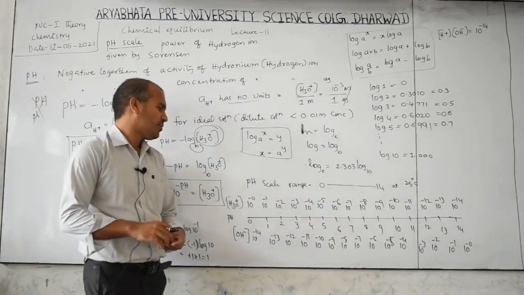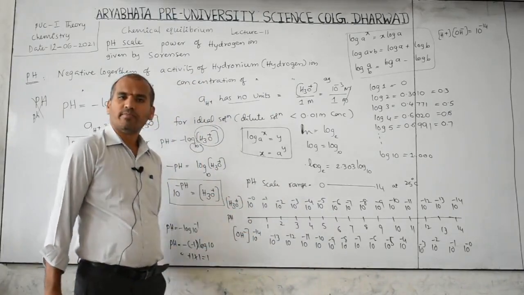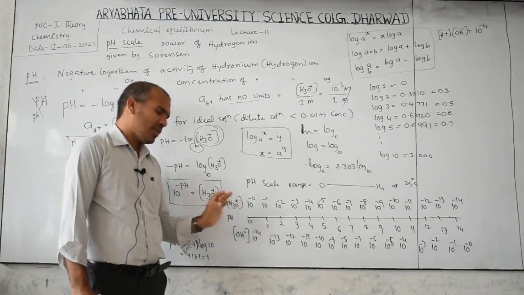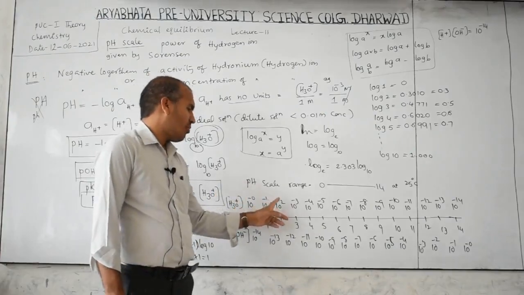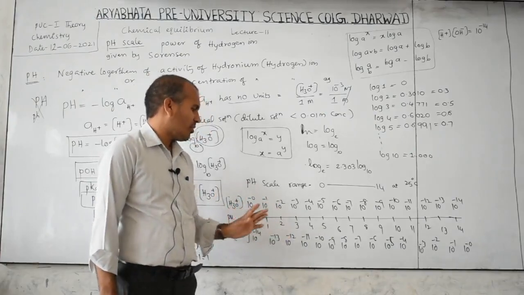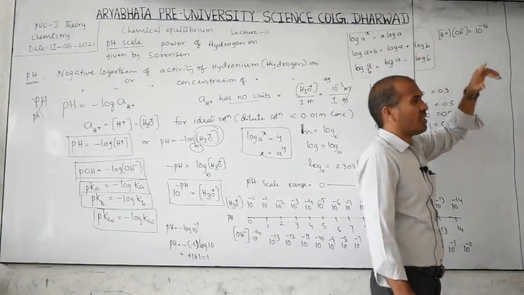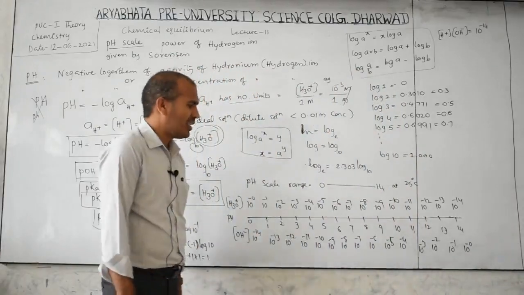Keep in mind these two should multiply to give 10 power minus 14. With the same base, the powers should be added. Therefore minus 0 minus 14 is minus 14, minus 1 minus 13 is minus 14, minus 2 minus 12 is minus 14, like this, because we know that the H plus ion concentration and OH minus ion concentration product is 10 power minus 14 at 25 degrees Celsius.